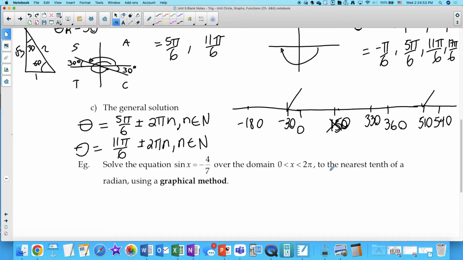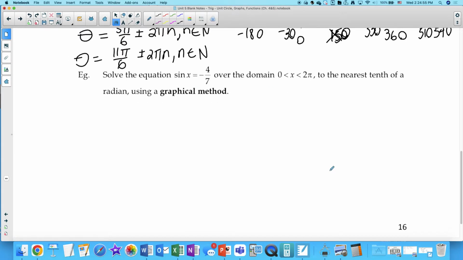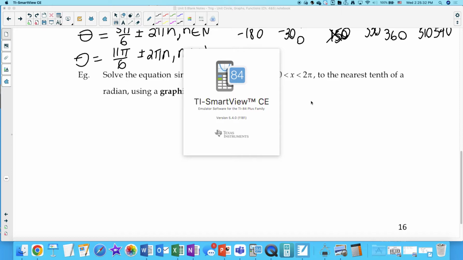Solve the equation. Sine x equals negative 4 over 7 over the domain 0 less than x less than 2 pi. Okay, so those are exclusive. To the nearest tenth of a radian using a graphical method. Now, one hint that you may have to solve this graphically is that 4 over 7 is not a trig ratio from the special triangles. Okay, so here's what we're going to do. We're going to pull out our calculators. Now, make sure that your mode agrees with the units in the domain. So we need to make sure that we are in radians.